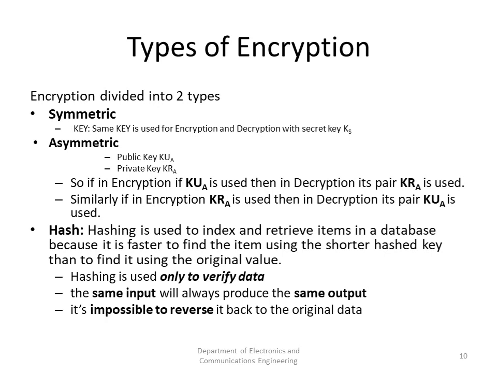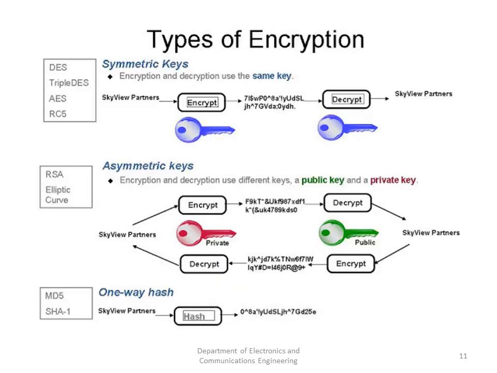We should also know what is hash. Hashing is used to index and retrieve items in a database because it is faster to find the item using the shorter hashed key than to find it using the original value. It's something like we give a nickname for somebody who has a long name. So that nickname represents the longer name. Hashing is used only to verify data. The same input will always produce the same output. It's impossible to reverse it back to the original data.